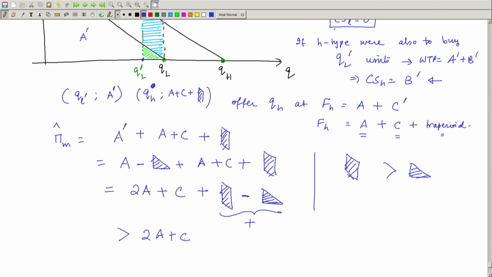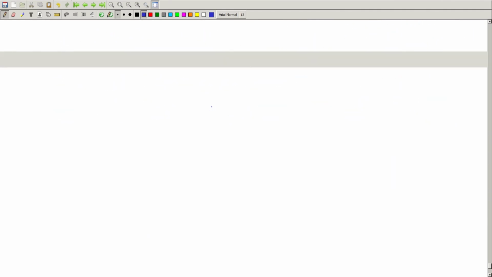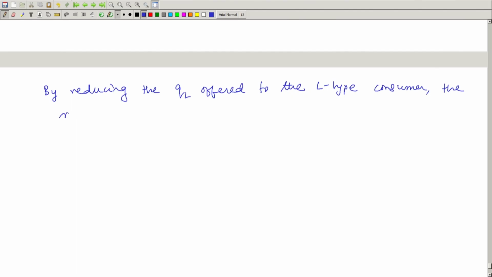By reducing the quality that you are offering to the L type and choosing a pricing scheme which is going to make the H type indifferent between the two contracts, if you prefer, the monopolist is going to be able to increase his profit, which means that by reducing the quality offered to the L type, the monopolist can increase her profit.